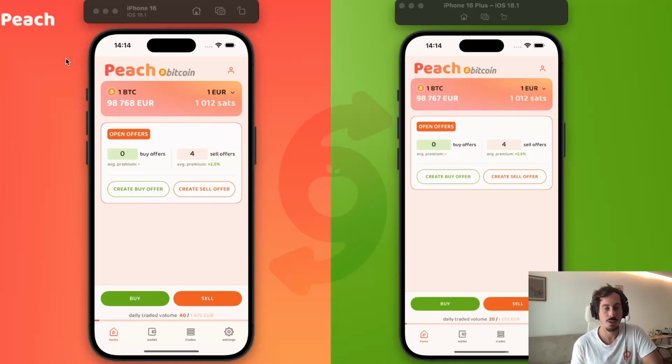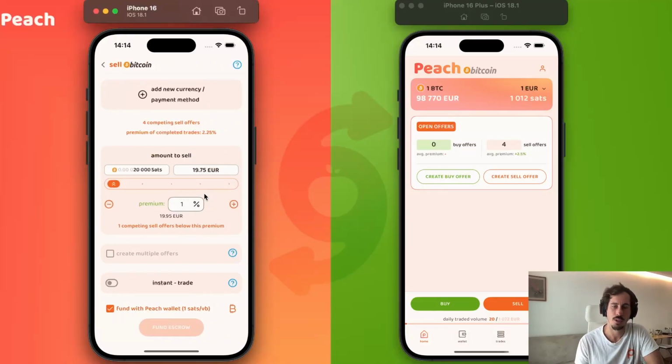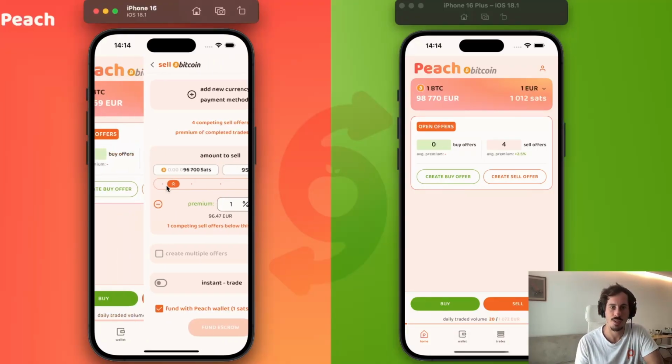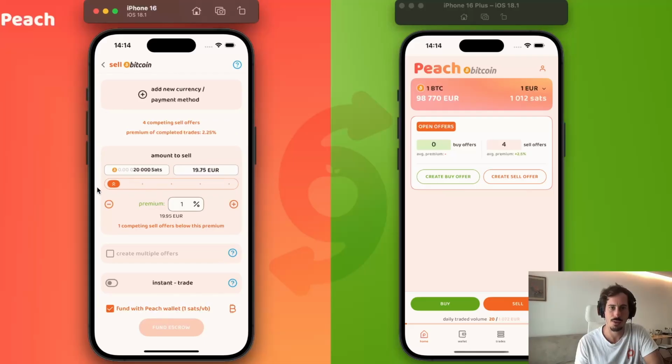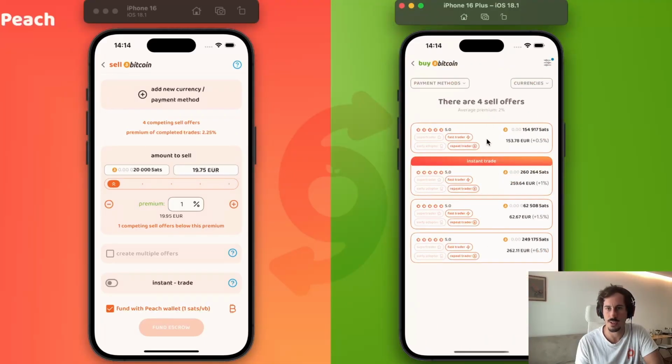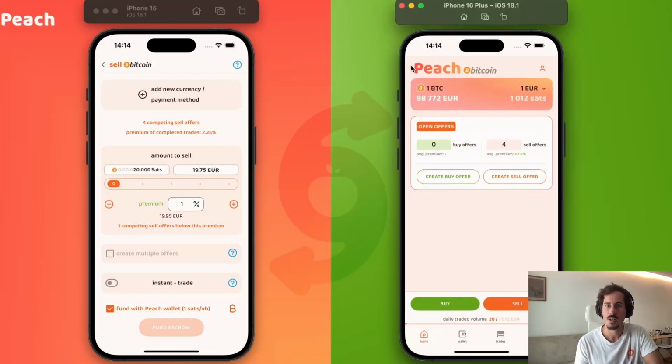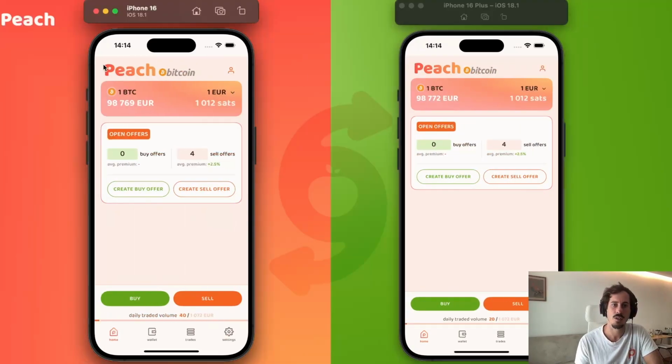So if someone creates a sell offer, you can see here, it's pretty much saying, hey, I want to sell this amount of Bitcoin, and then the buyer will browse through a list of sell offers and interact with them. But the opposite can also be done. So let's look at the buyer creating a buy offer and the seller interacting with it.